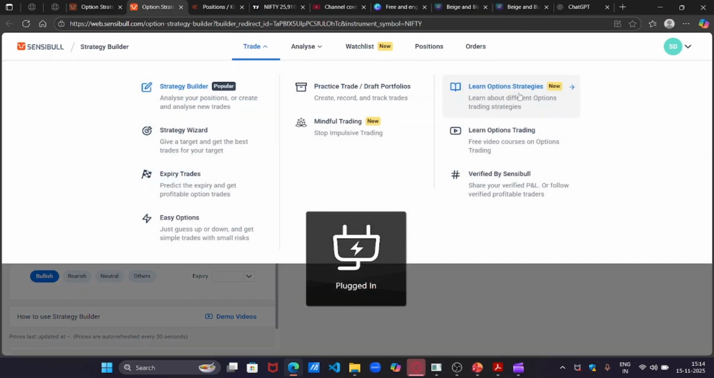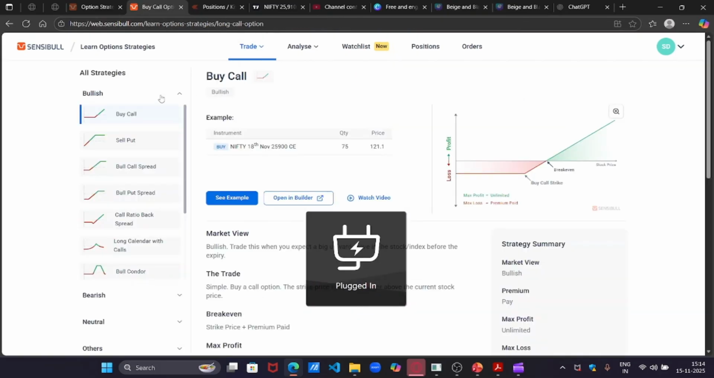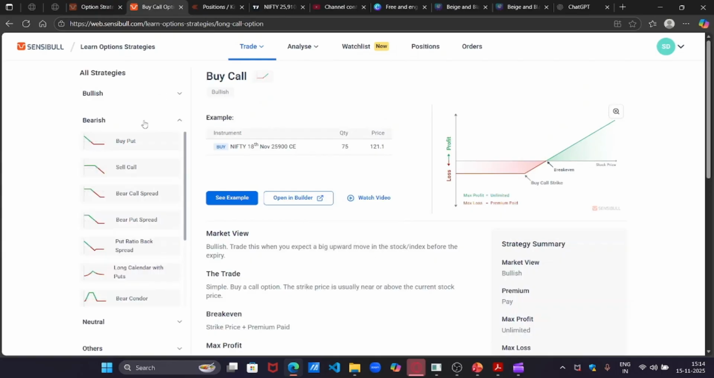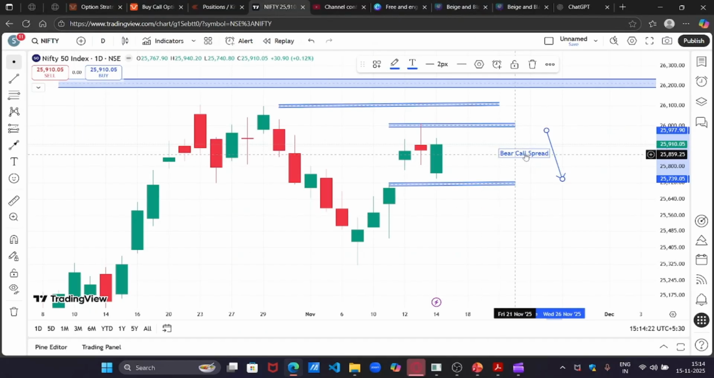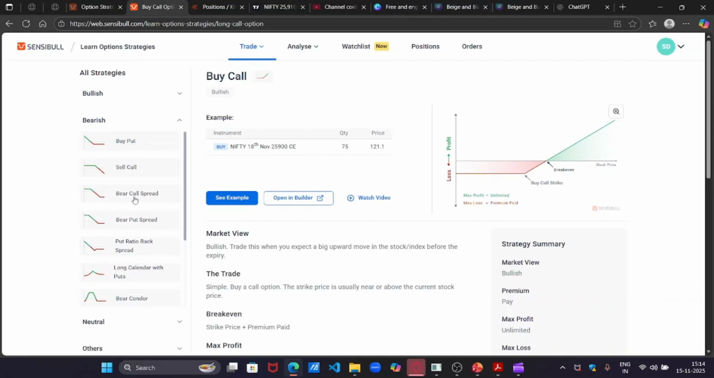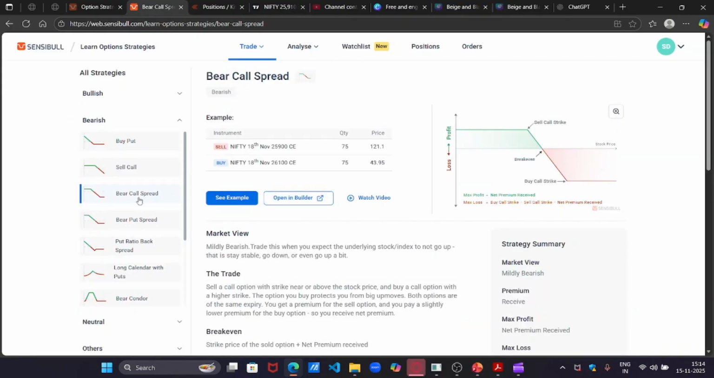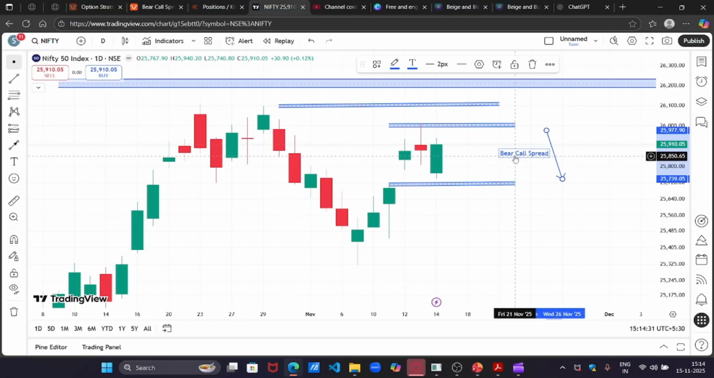We have some option strategies inbuilt here. So my view is bearish. We go here, we see bear call spread. Don't get confused between bear call spread and bear put spread.